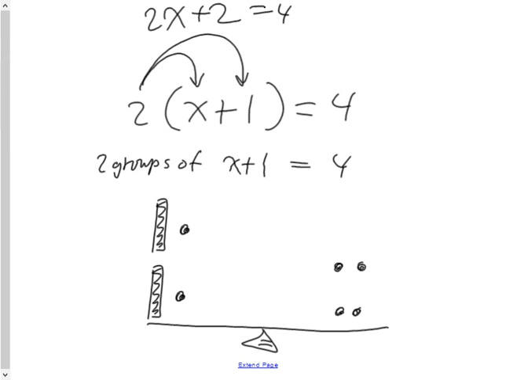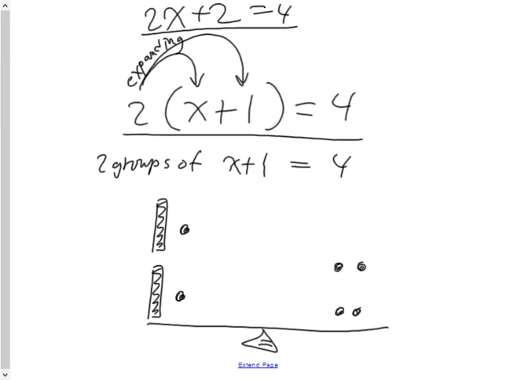So what we have done here is we have taken this equation and expanded it so that it's something a little bit easier to see: 2x plus 2 equals 4. All right? And this is called expansion. We're expanding it using distributive property.